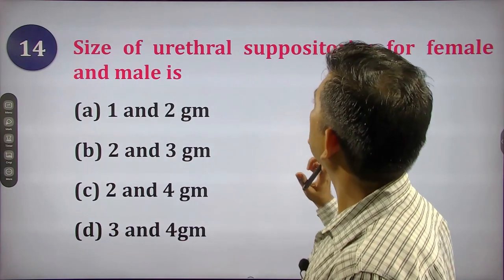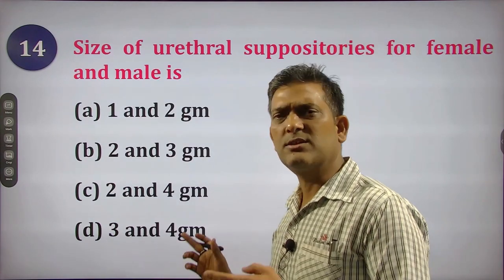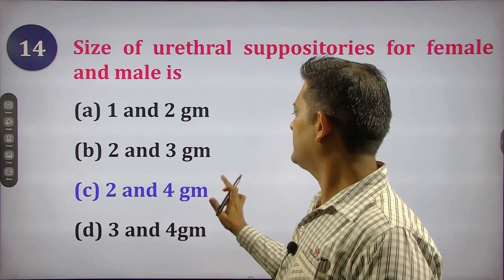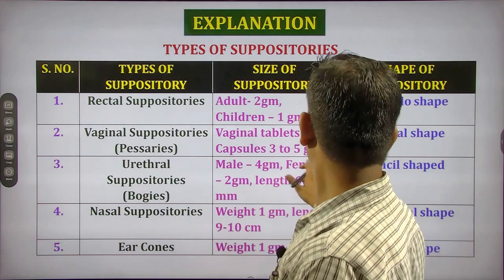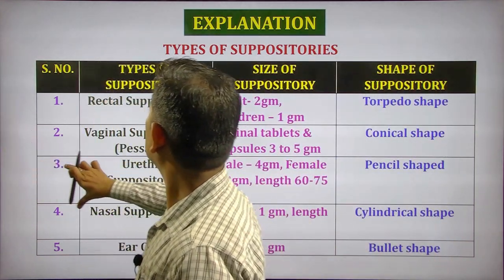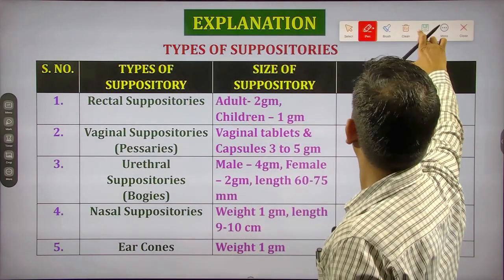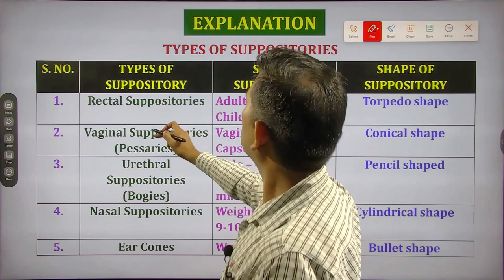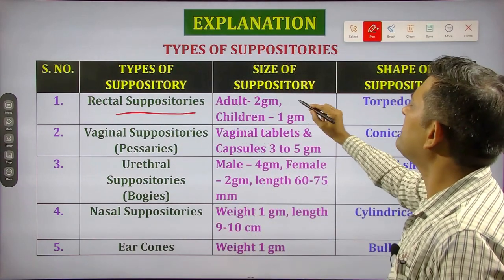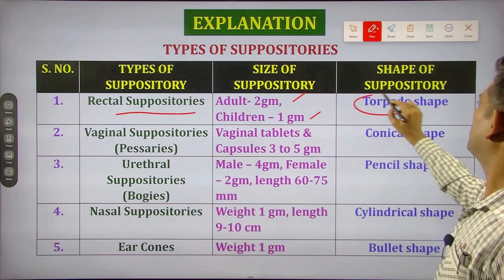Next, the size of the urethral suppository for female and male: female, as already discussed, is 2 gram and for male 4 gram. It has been mentioned earlier. Rectal suppository has already been discussed earlier. For adults it is 2 gram, for children it is 1 gram, and it is torpedo shaped.